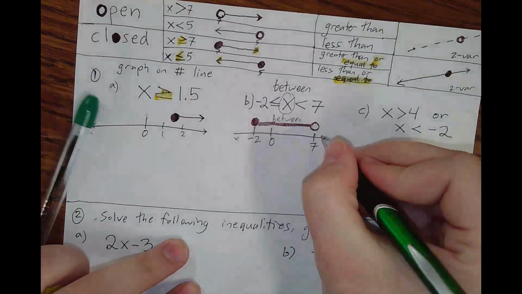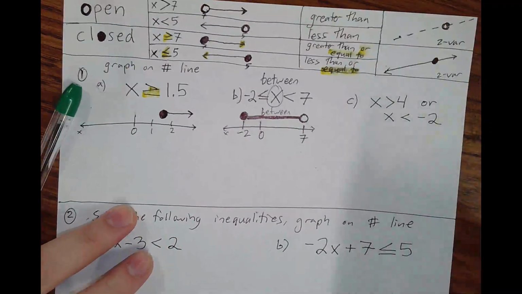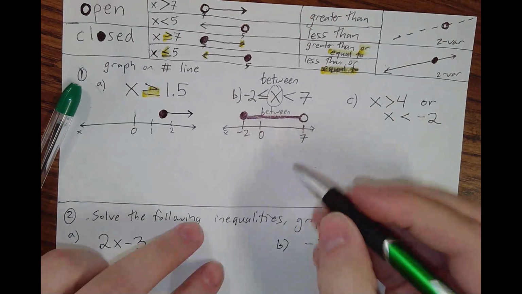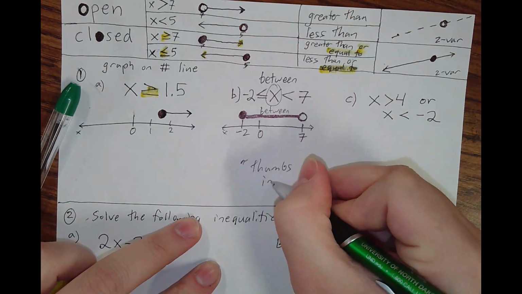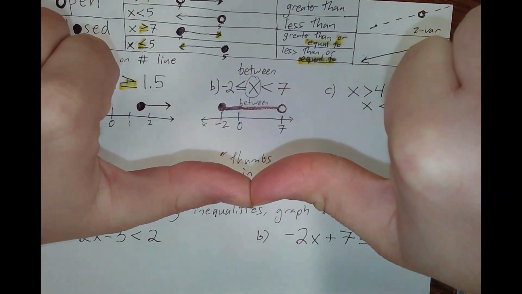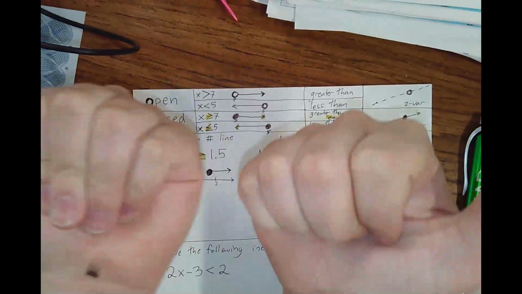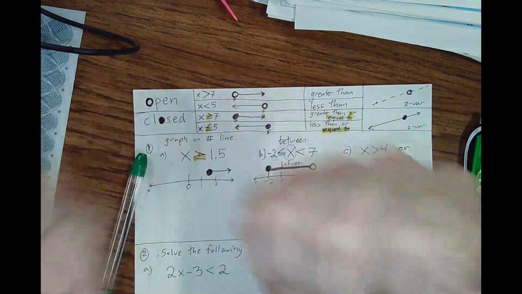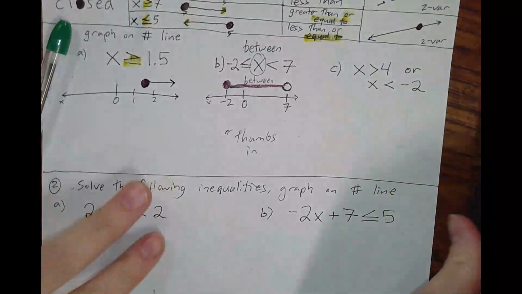Now for the next one, letter C, I chose an or. Or means either. So I like to think about this one as thumbs in. Most of the time it's going to be thumbs in, like this. Thumbs in, they face each other. Versus or, it's most likely going to be thumbs out. So they're going to be facing opposite directions. So let's do that.